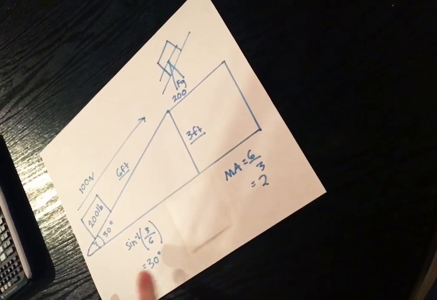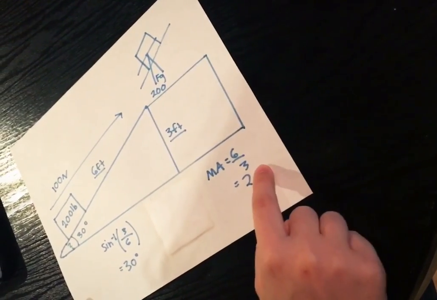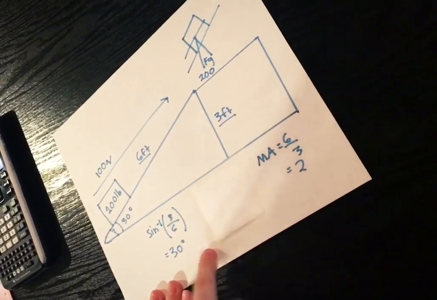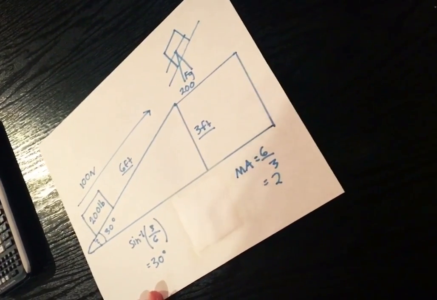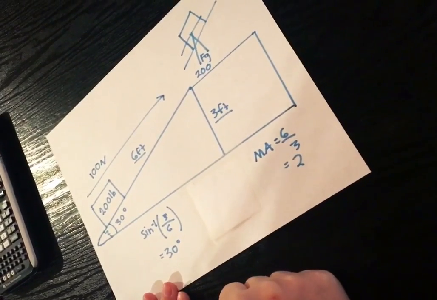Once we found that the degree of the angle was 30, we then found the mechanical advantage. Mechanical advantage is length of the inclined plane over the height of the inclined plane. We found that the mechanical advantage is 2. Remember, there are no units for mechanical advantage.